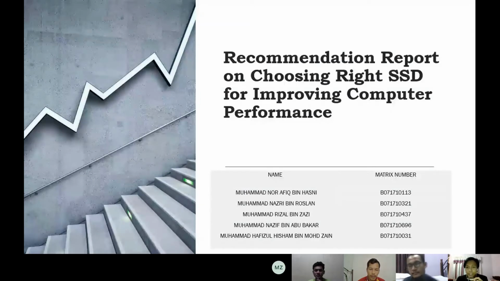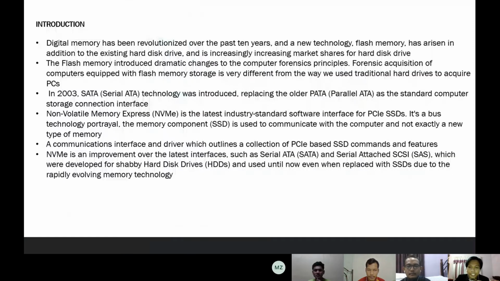So digital memory has been revolutionized over the past 10 years, and a new technology, flash memory, has arisen in addition to the existing hard disk drive, and is increasing market share against hard disk drives. Despite being reliable and having a high probability of future information retrieval, we can no longer know how and how much of the data can be retrieved.